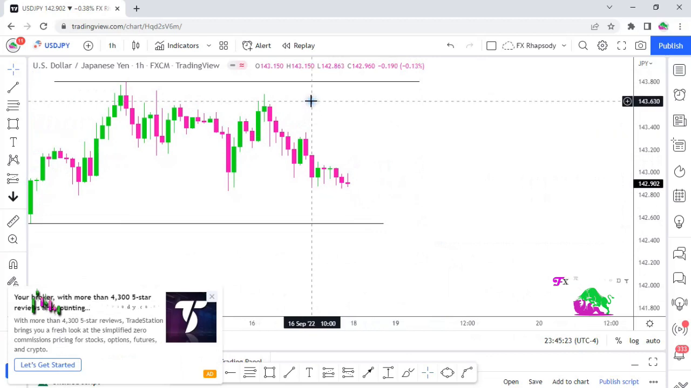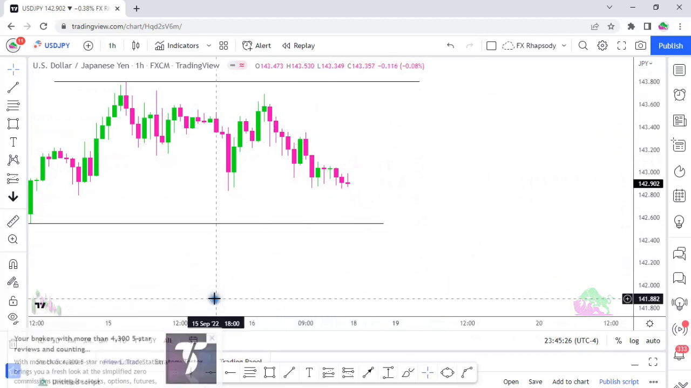So guys, that's all from my side. Short little analysis on these two currency pairs.